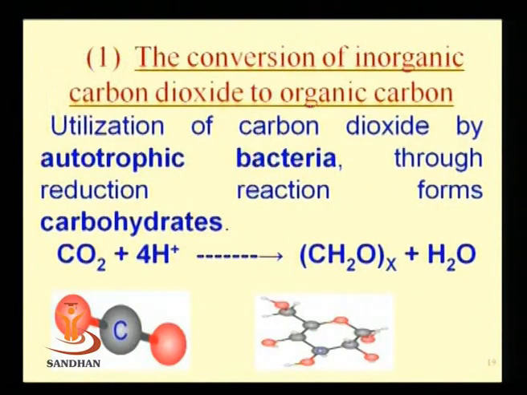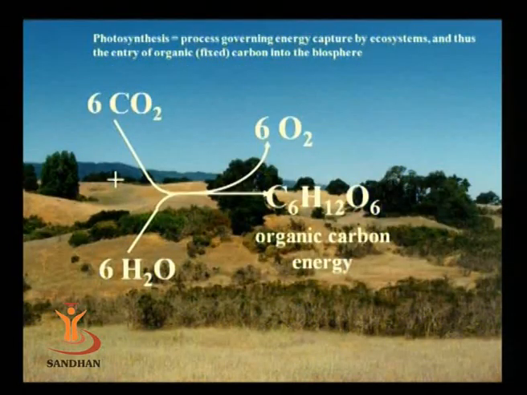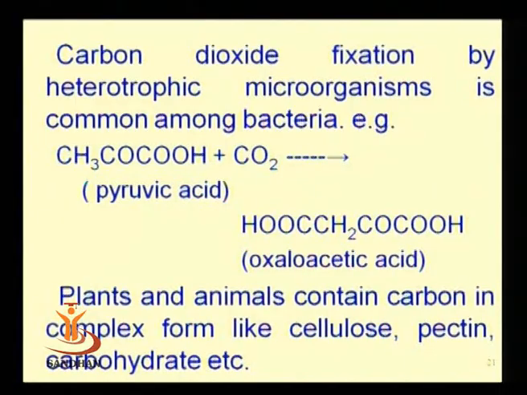The first step is conversion of inorganic carbon dioxide to organic carbon. It has been seen that the autotrophic group of bacteria, through reduction processes, use carbon dioxide to form carbohydrates. Moreover, during photosynthesis, plants use atmospheric carbon dioxide to prepare their food. Thus, the atmospheric carbon dioxide is used by plants and photosynthetic bacteria to prepare organic carbon.